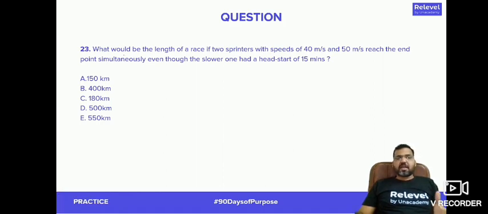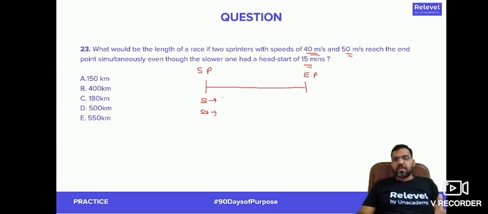It says that what would be the length of a race if two sprinters, the speed of 40 meters per second and 50 meters per second, reach the end point simultaneously, even though the slower one had a head start of 15. So there is a race and we do not know the length of the race. Let's say this is the starting point of the race and let's say this is the ending point of the race. Two sprinters, let's say S1 and S2 are running this race.